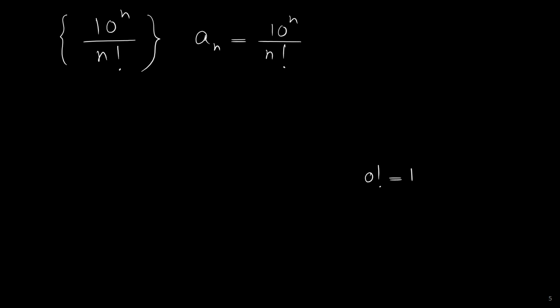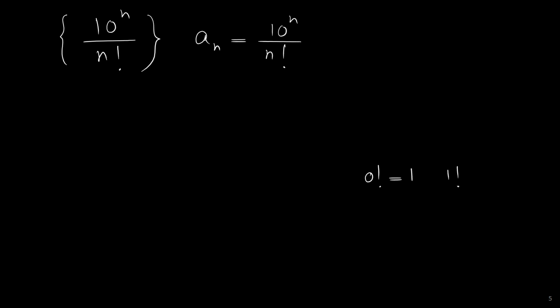Now look at this example, 10 to the power of n over n factorial. So the general term of this sequence is 10 to the power of n over n factorial. Hopefully you are familiar with n factorial, but just in case, I remind you what is the factorial of a number. 0 factorial is defined to be 1.